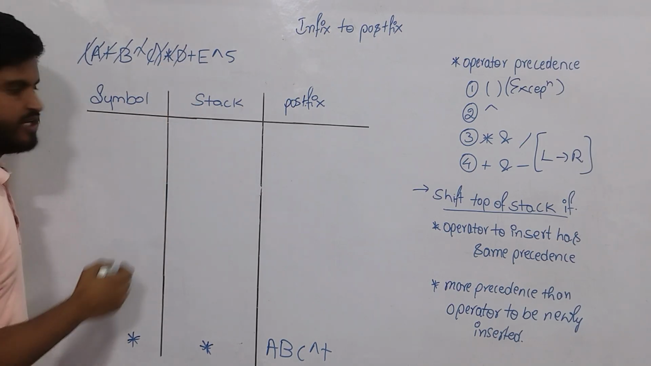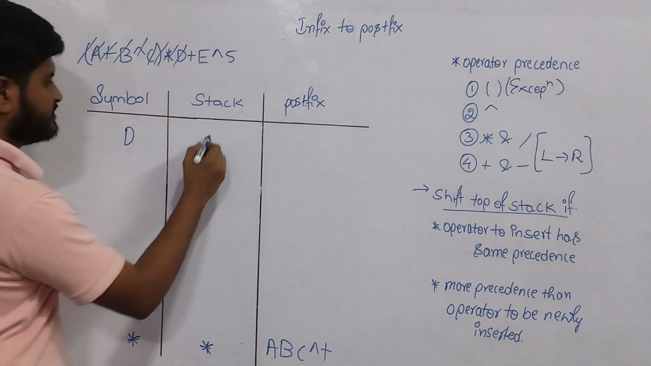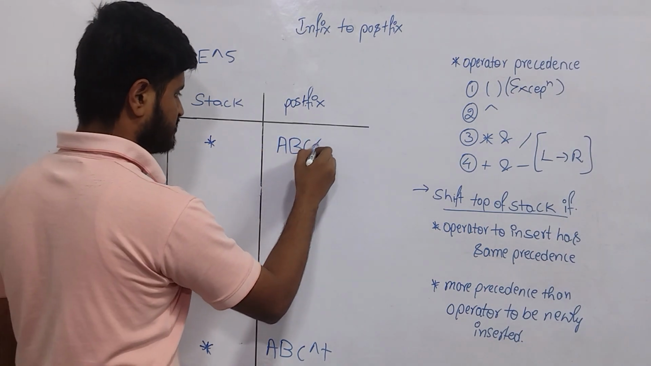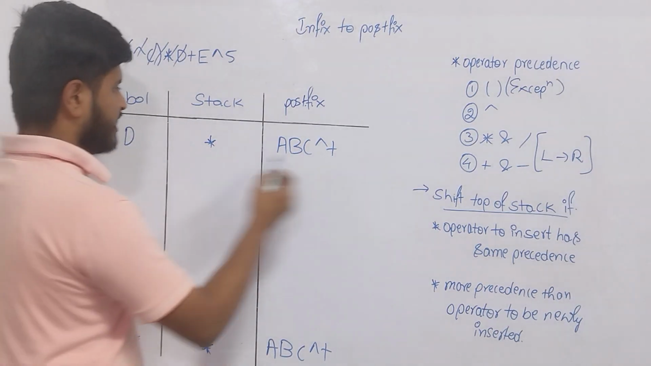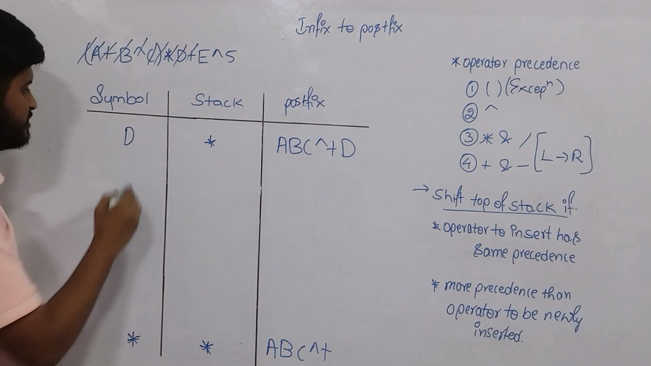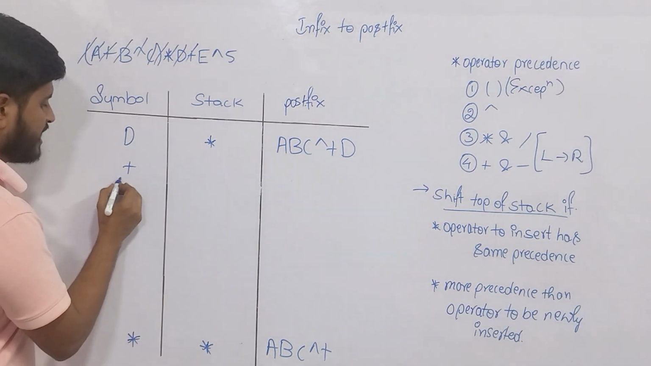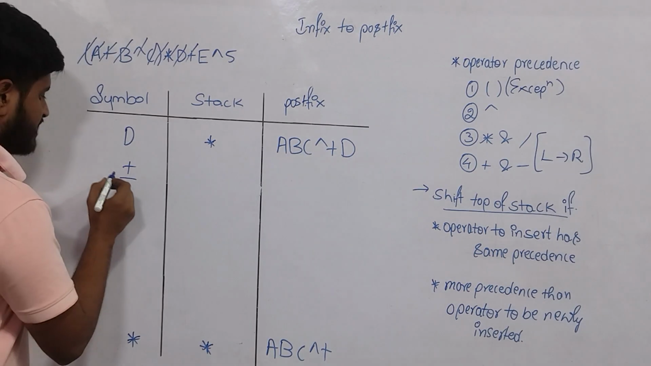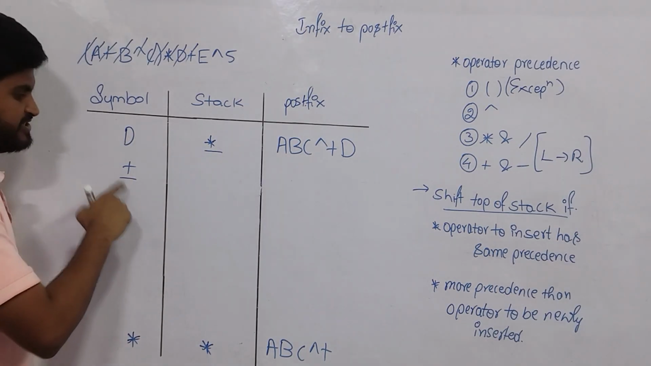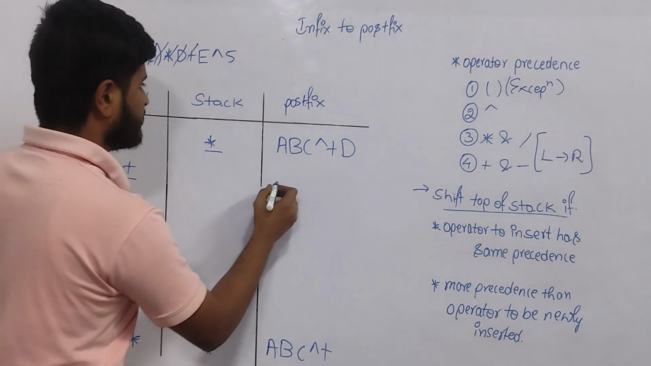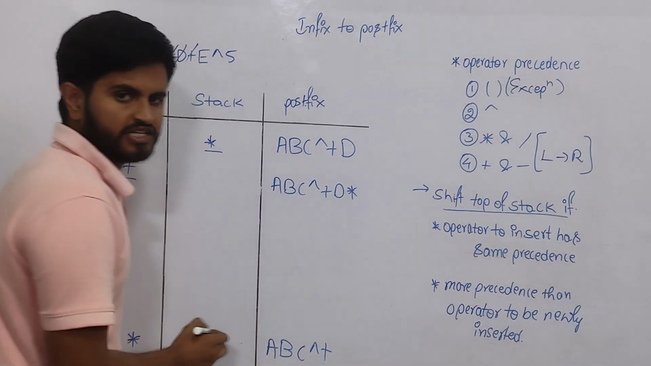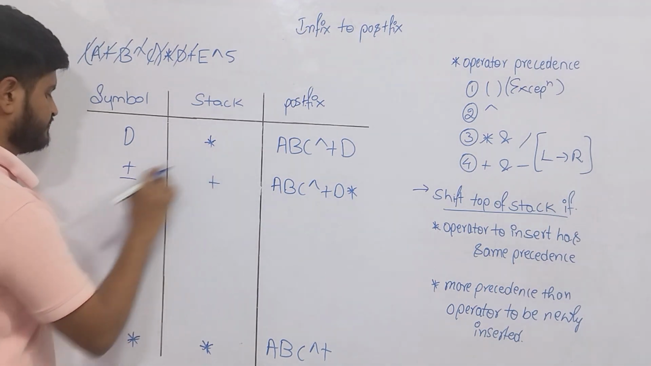Now I must insert capital letter D. In the top of the stack we are having only multiplication. In the postfix, A, B, C exponential power plus, and D is a letter, so I can directly insert it to postfix. Now I must insert plus. So if you see here, the value which I want to insert is having less precedence than the top of the stack. That is, top of the stack is having more precedence. So I must shift it towards the postfix. A, B, C exponential plus D multiplication. So only plus will remain here.